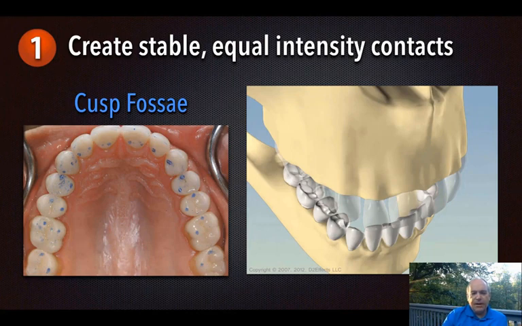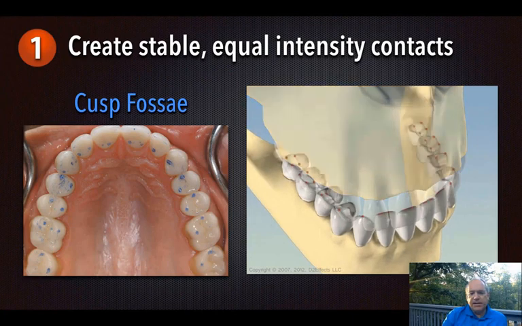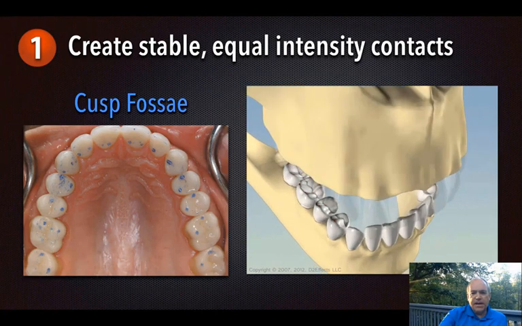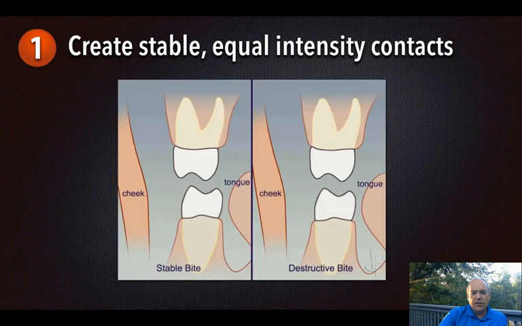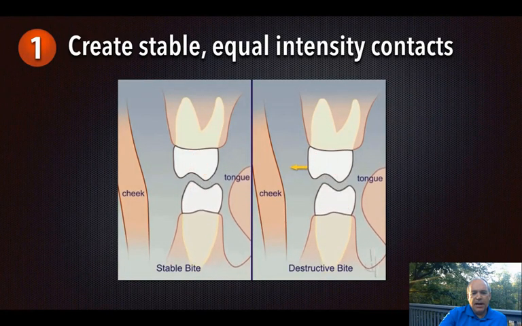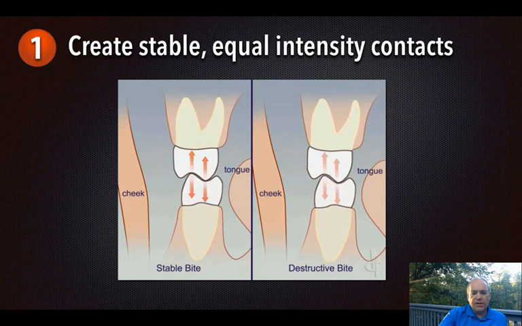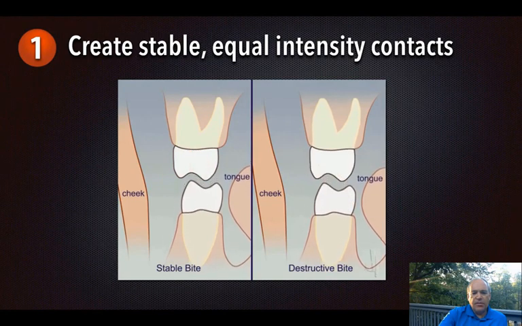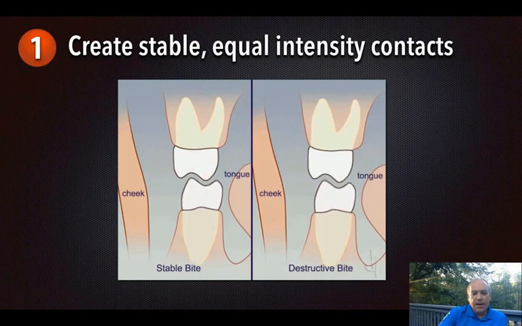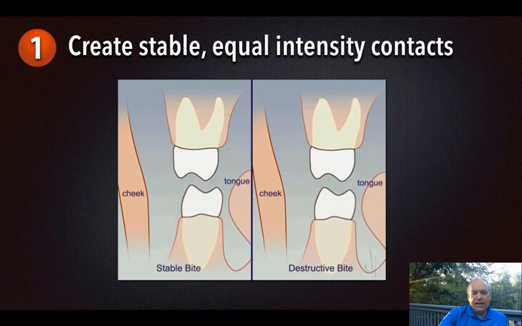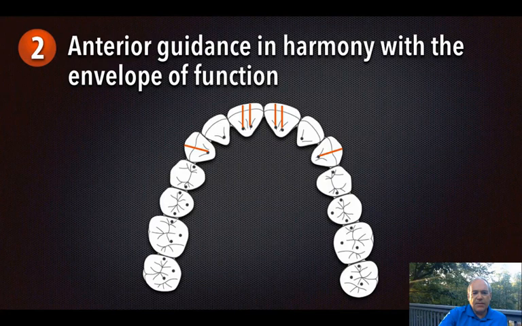But that left picture is a good example of a full mouth reconstruction where we've got all the contacts lined up. Even the lower incisors will find a place in that cingulum. So creating stable, equal intensity contacts is what we want to do, and particularly lining up that cusp tip, so we're going to be loading the tooth through its long axis. We want to avoid a cusp tip contact on an incline. That is not going to be stable.